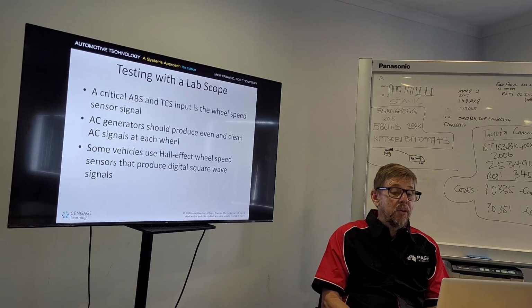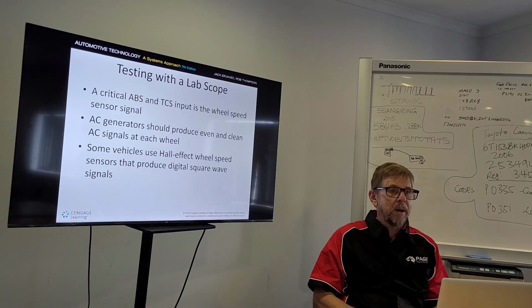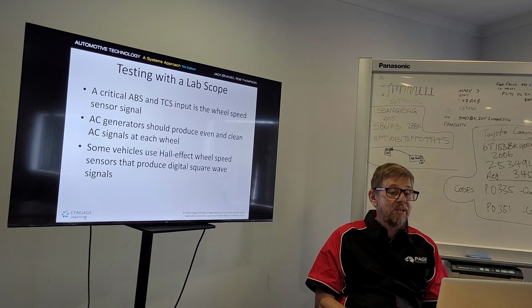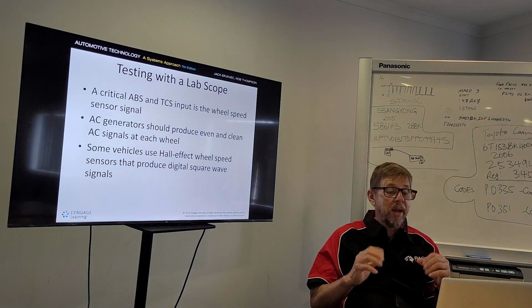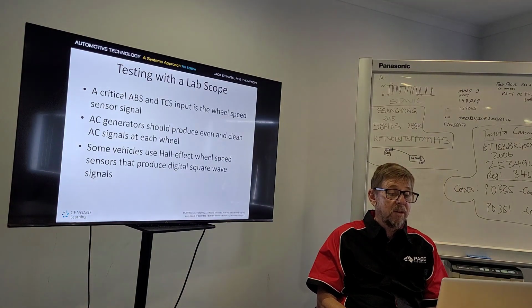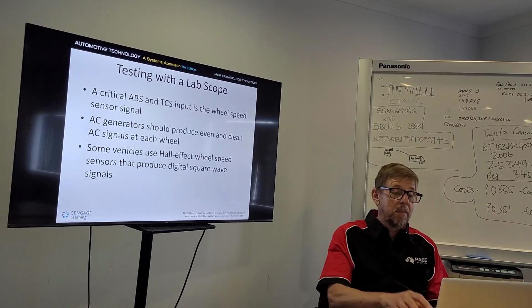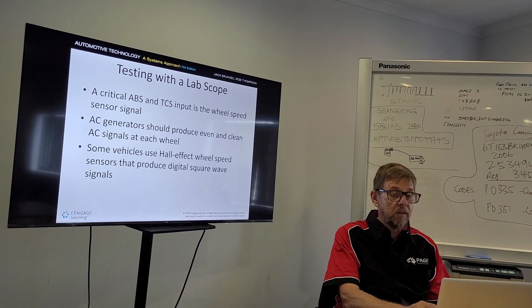The input from the wheel speed sensors is so critical for the ABS, so make sure they're okay. Some wheel speed sensors are the AC generated ones, which were the most common, but we learned in that video that there are digital ones out there too. Some of the newer vehicles are using Hall effect sensors, which are digital wheel speed sensors. So when we're looking at our oscilloscope, for example, we know what type of sensor we're looking at to expect what sort of pattern.